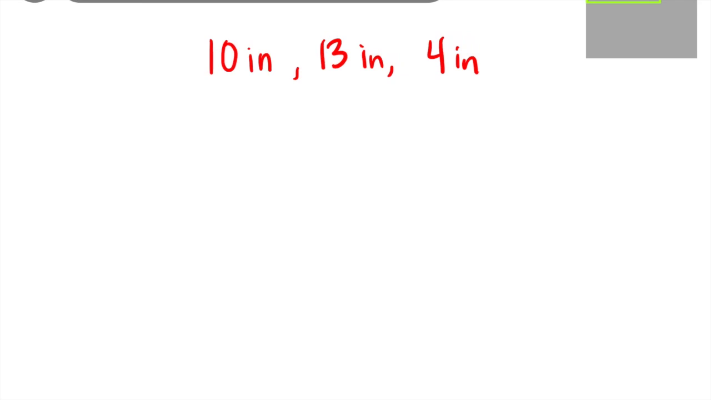Okay, your turn. Will you check to see if these three side lengths could form a triangle? The triangle would have side lengths of 10 inches, 13 inches, and 4 inches. Check each of the side lengths to see if it's possible for this to form a triangle. Pause the video and check back to see if your thinking matches mine.